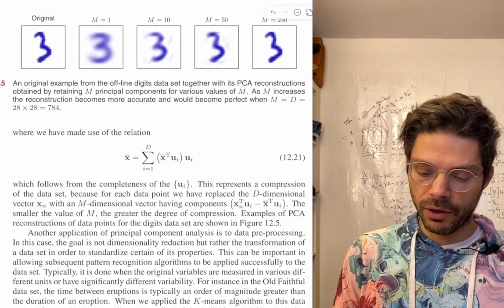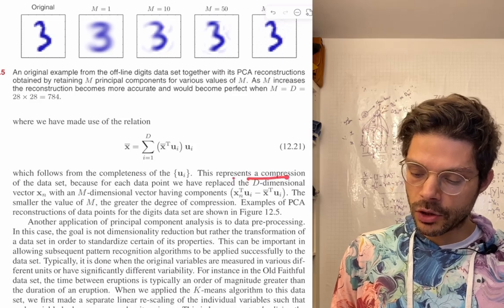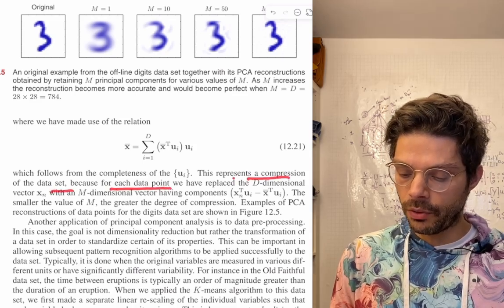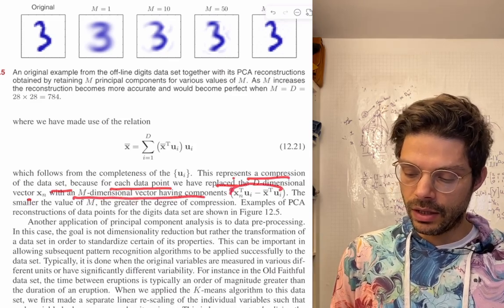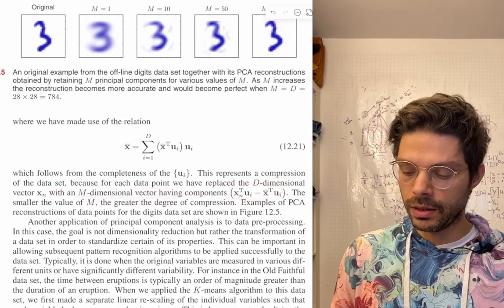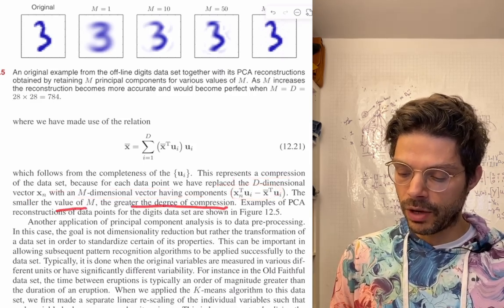Okay, where we have made use of the relations, so and so. This represents a compression of the data set because for each data point, we have replaced a d-dimensional vector with an m-dimensional vector having these components, the deviations from the mean projected onto that component. The smaller m, the greater the degree of compression.